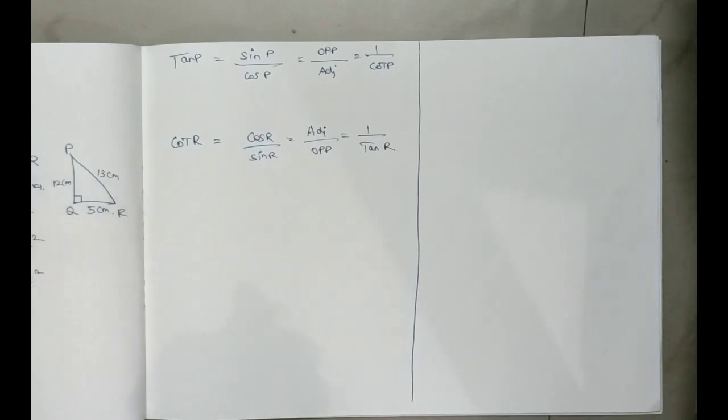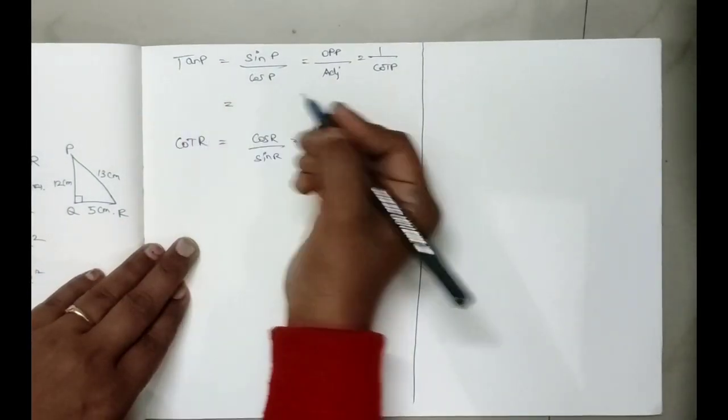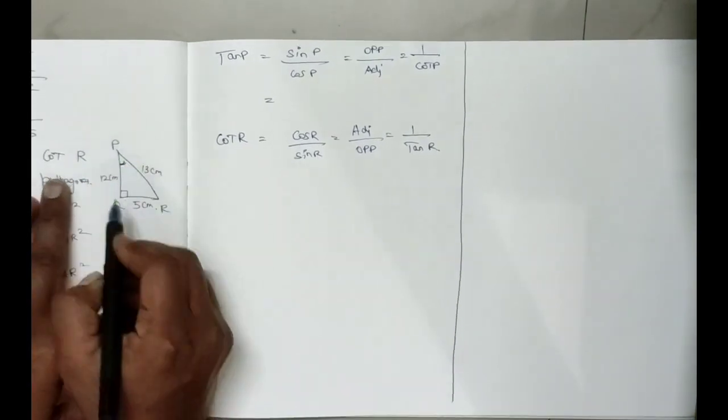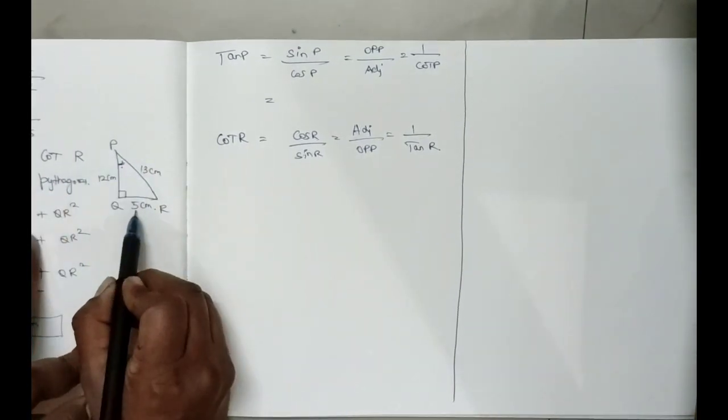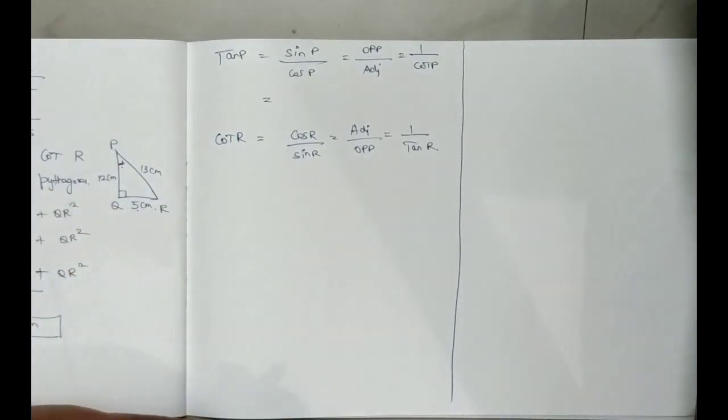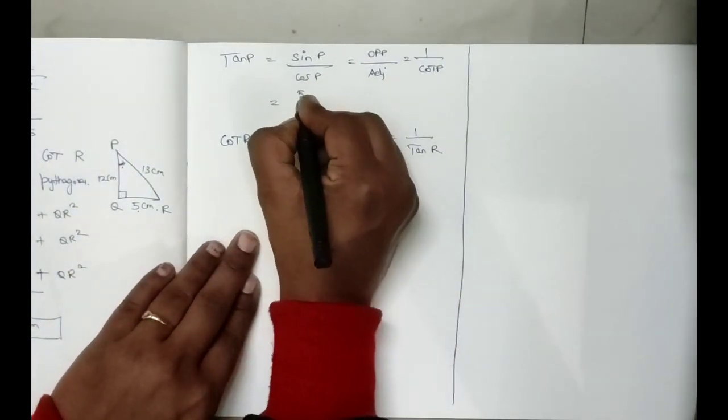Now we'll try to find it out. Tan P, which is this angle. P is this angle and opposite is 5 and adjacent is 12. So it is 5 by 12.